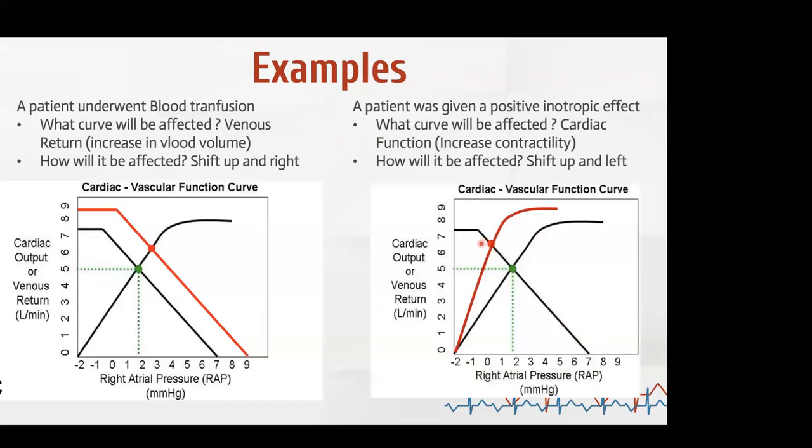And you'll also see that venous return, because cardiac output and venous return are plotted in the same graph, they're the same thing. They're always equal. So if you increase one, you'll increase the other one. Here we didn't change the vascular function curve, which is the venous return one. However, we still increased cardiac output and venous return.